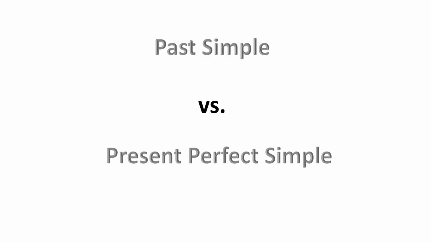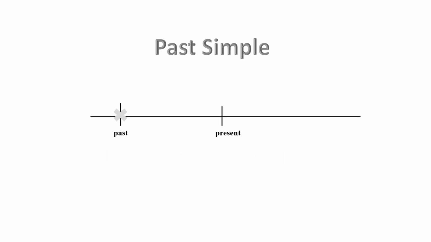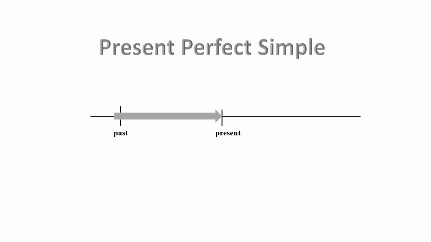Let's get started. Before we start, I want you to remember one general rule when it comes to past simple and present perfect simple. Past simple refers to an action in the past. The action is completed. It's over. It's finished. Present perfect simple, on the other hand, interlinks the past and the present. There's always some connection to the present.